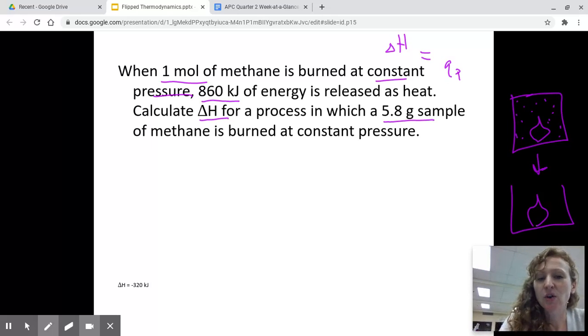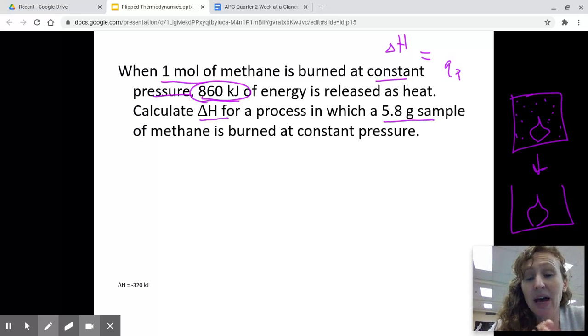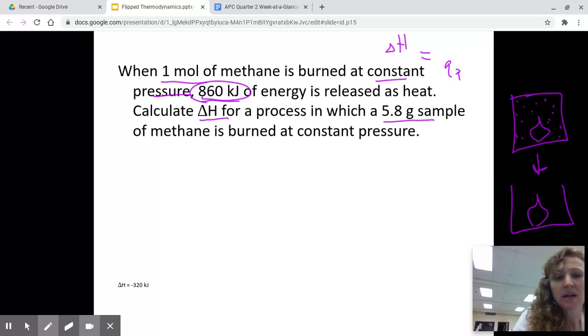Okay, so it's 1 mole of methane, it's burned at constant pressure. 860 kilojoules of energy is released as heat. Now, I'm going to write out the reaction here just so you have a very clear picture about what is going on. You don't actually have to write out the reaction for this problem, but you have methane being burned, you should be able to write out the reaction for this.